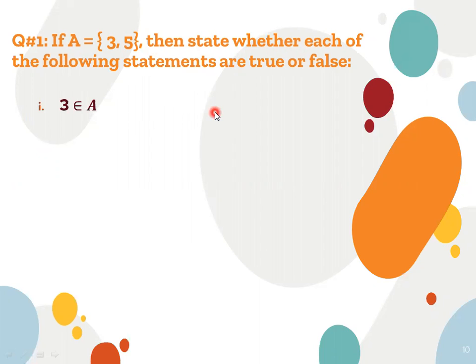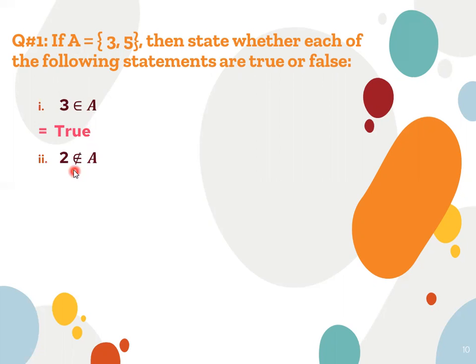So now 3 ∈ A. What is this symbol? This symbol basically means belongs to. Belongs to means the thing which belongs to any other thing. So what is written here? 3 belongs to A, meaning the number 3 belongs to set A. That is, 3 is a member of set A. So is it true or false? 3 is a member of set A? Yes, so your answer will be true, because 3 is a member of set A, you mean 3 belongs to A.